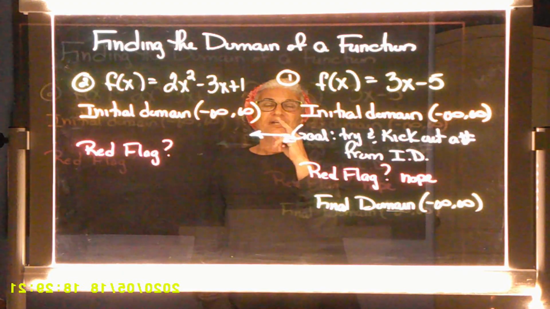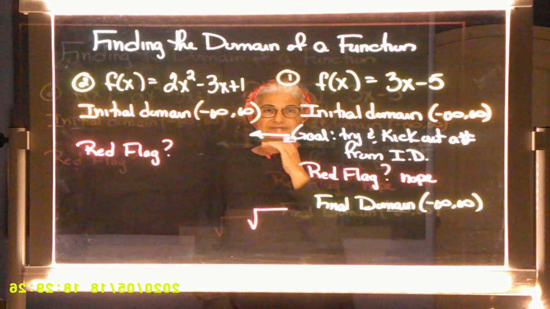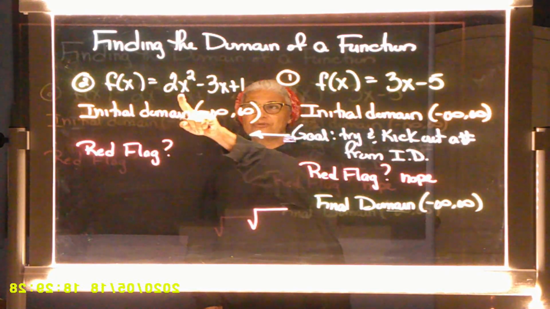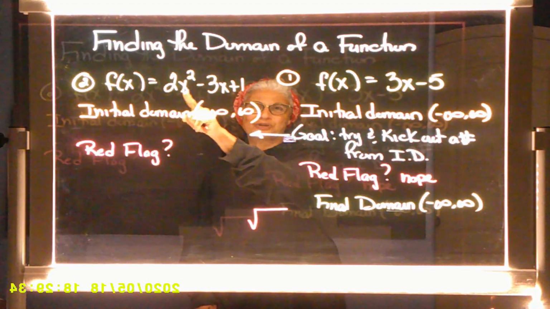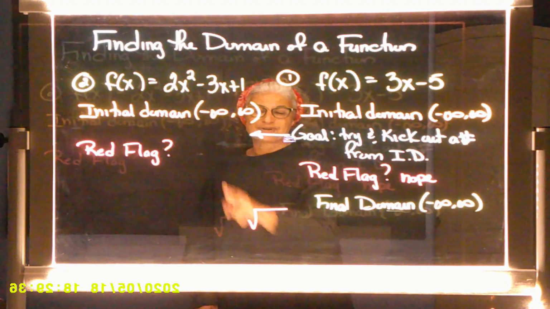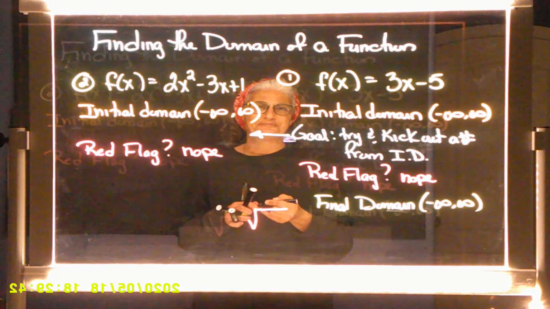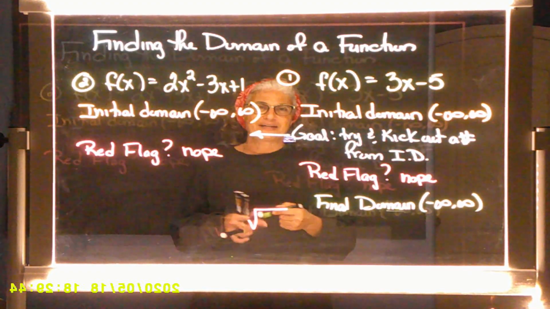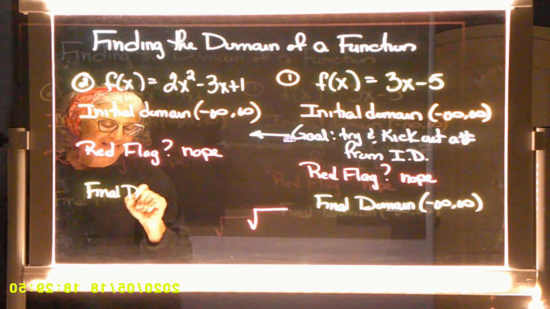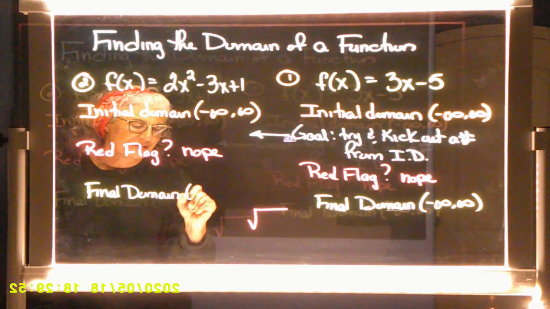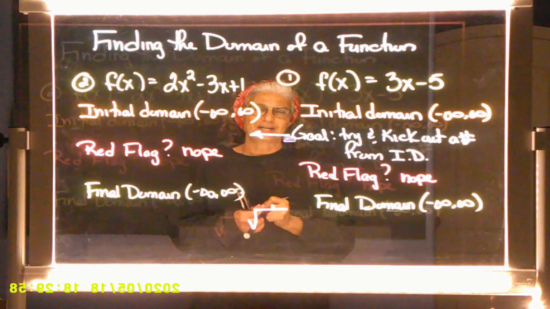Did you do it? Okay, I don't know about you, but when I air draw a square root, it's going to look like that. Do you see this square root here? No. So if that square root's not here, do I have that red flag? Nope. So I don't have any red flags in this case, do I? Nope. So am I kicking anybody out? Nope. So my final domain then, in this case, is the same as the initial domain, from negative infinity to positive infinity. Cool? Okay, so hang in there.